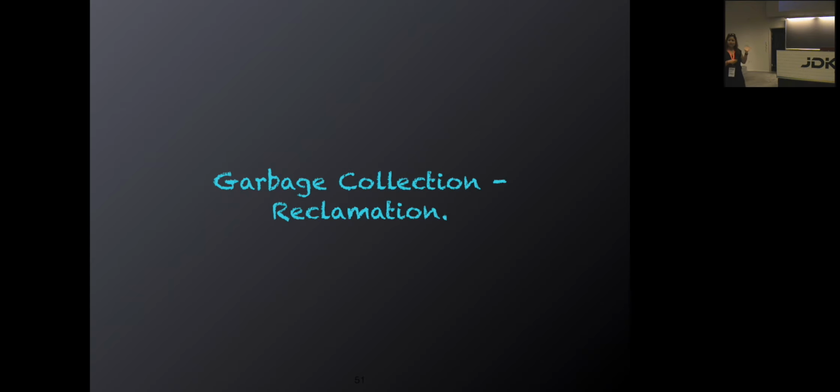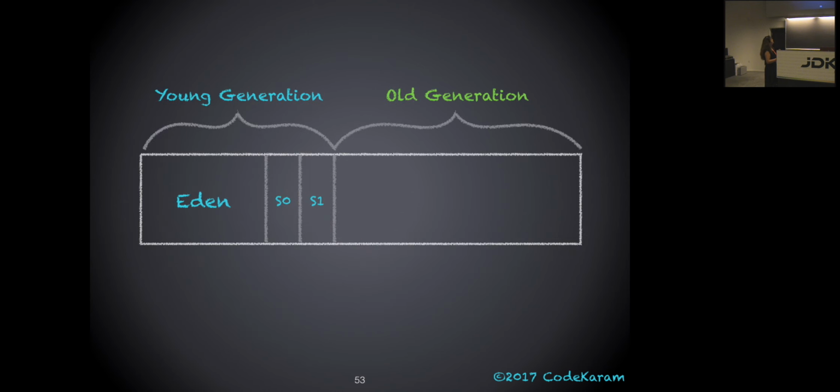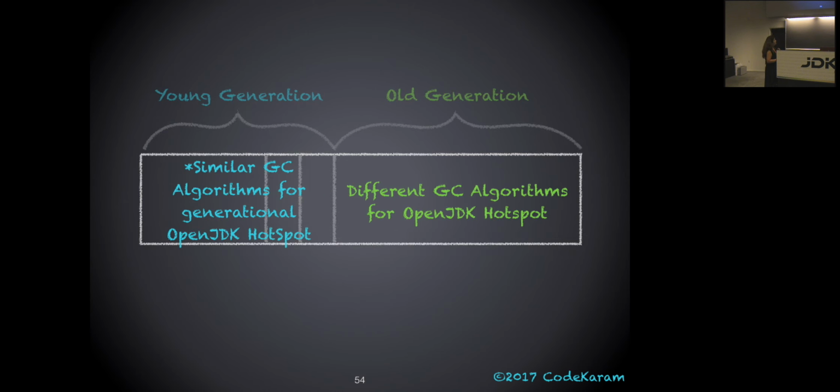So now, reclamation. So basically, your heap is full. At least one generation of your heap is full. So you want to reclaim space back. Okay. And let's look at the optimizations for reclamation. We have, like I said, all these multi-threaded, multi-phase marking, multi-threaded work stealing, and stuff like that. So let's look at that now in terms of these generational collectors in OpenJDK HotSpot.